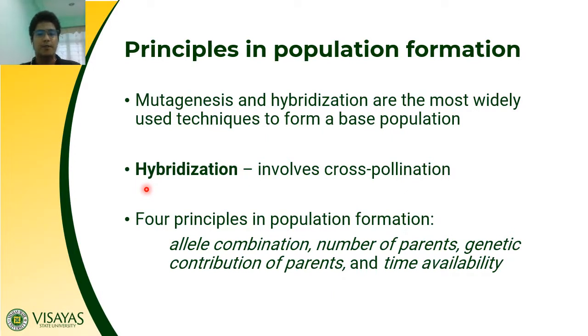This process involves cross-pollination. When we talk about cross-pollination, we cross individuals that are genetically different or with contrasting traits in order to create individuals that are heterogeneous and heterozygotes. In the formation of population, there are four principles that you have to keep in mind, and these are the allele combination, the number of parents used, the genetic combination of those parents you selected, and the time availability in doing this population formation.